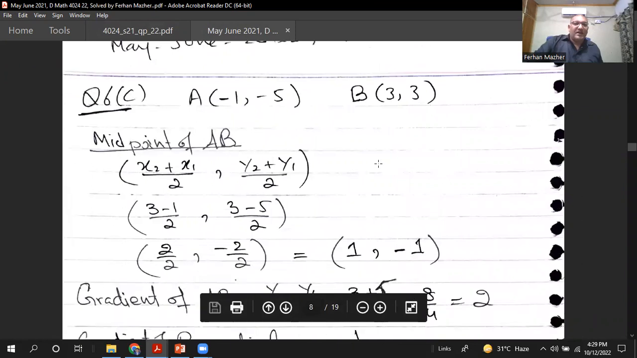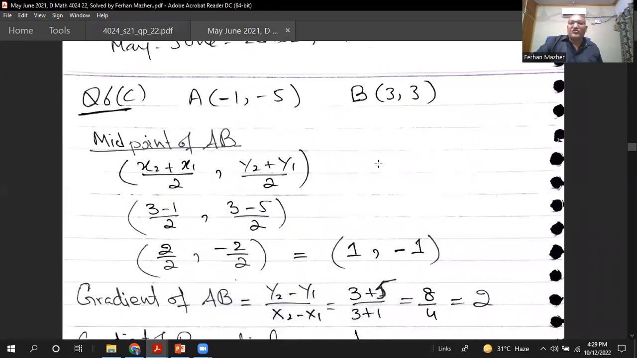You see, the midpoint is (x2 plus x1)/2, comma (y2 plus y1)/2. So (3 minus 1)/2 and (3 minus 5)/2. That will be 2/2, which is 1, and 3 minus 5 is minus 2, divided by 2, which is minus 1. So the midpoint coordinates are (1, -1).